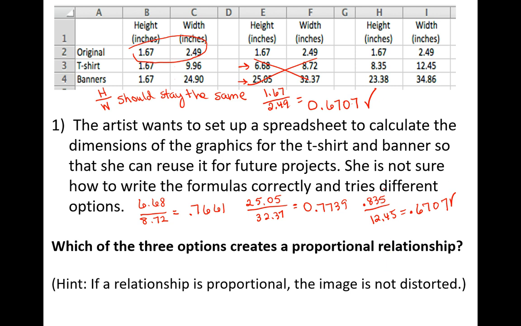Let's check out the banner. If we do, I'm running out of room. I'm just scribbling here. 23.38 compared to 34.86. I get that same 0.6707 ratio. So this one works. All of these, if you look at the ratio of the height to the width, they're the same. They're proportional.